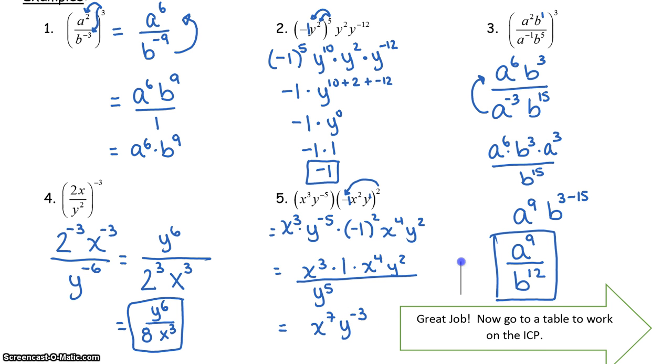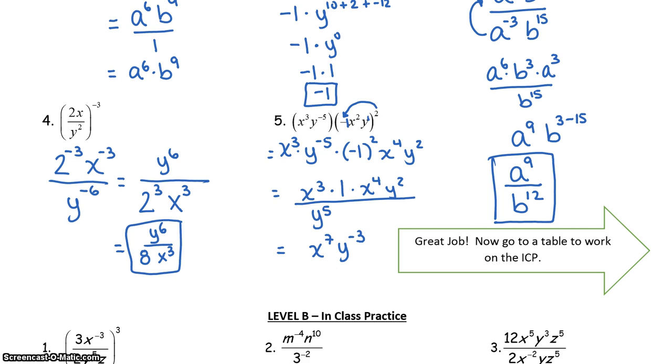But remember, we can't have a negative exponent, so we're going to have to bring this negative exponent down. So I'm going to do divided by y to the 3. I just brought it down, and then I'm going to erase that right away. And so that's our final answer right there.